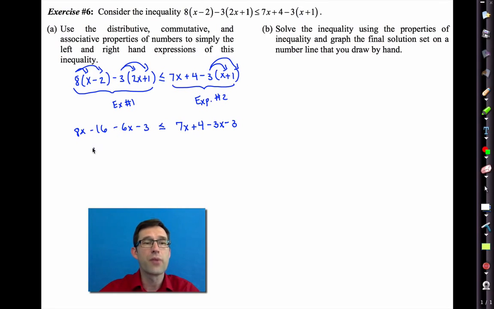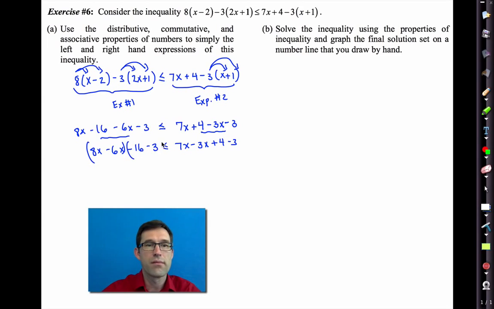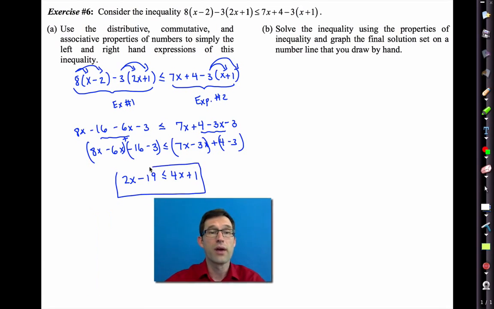Now we're going to use the commutative and associative properties here to flip-flop some things so that we can combine them. So what we've done here is use the commutative property to flip-flop this and flip-flop that. Now we're going to do a little bit of associative properties and have a little plus in between that. All right, 8x minus 6x is 2x. Negative 16, negative 3 is negative 19. Here we'll have 7x minus 3x, which is 4x. 4 minus 3 is 1. That's really all we wanted to do in part A.